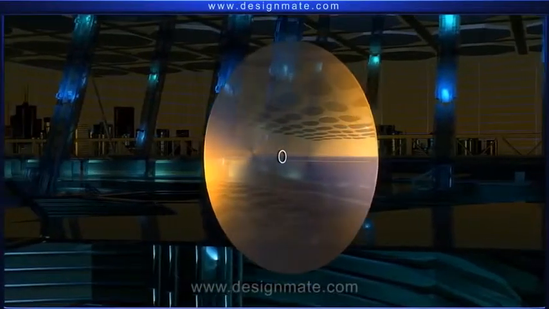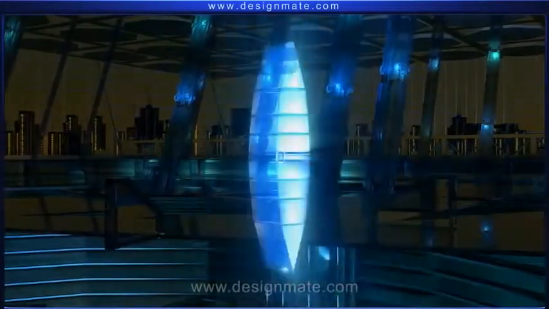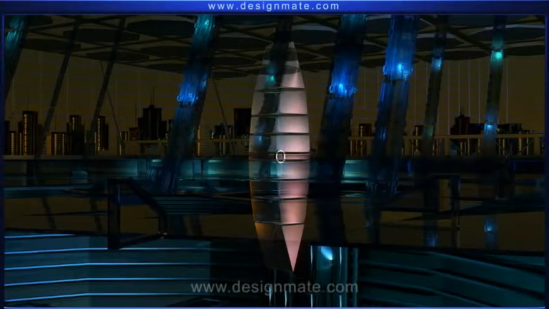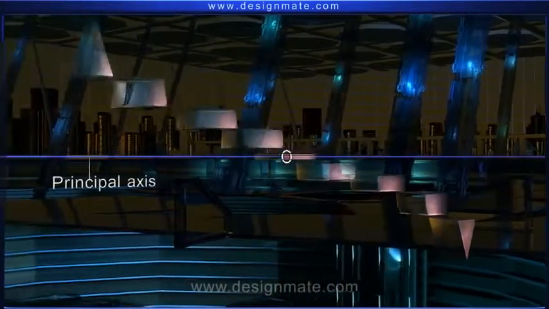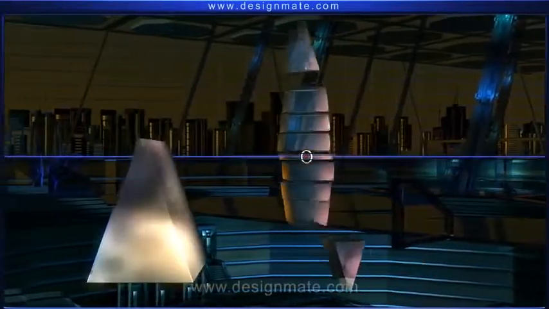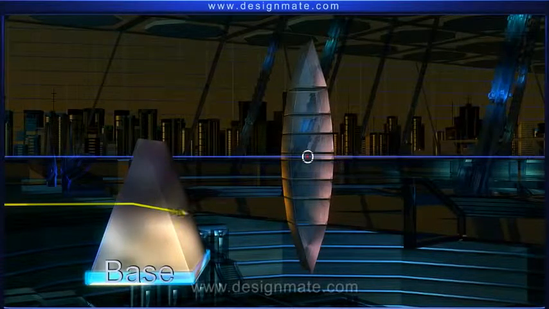A convex lens may be thought of as an arrangement of a number of portions of triangular prisms with a very small glass slab at the center. The base of each prism points towards the principal axis of the lens. We know that a ray of light incident on a prism bends towards its base and then emerges out.